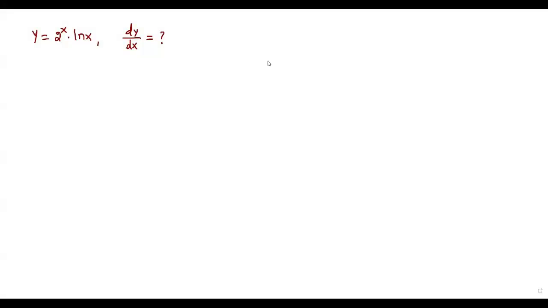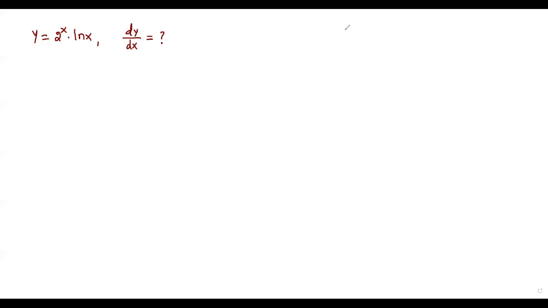Here we have a problem on finding derivative. That is, we have to find the derivative of this function with respect to x. When I look at the function, two terms are multiplied, and both the terms contain variable. So whenever I want to find the derivative of a product of two terms where both the terms contain variable, I have to use the product rule.